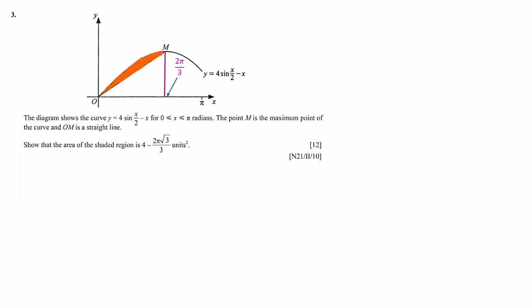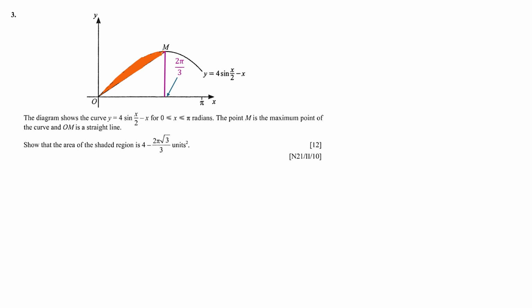Right, let's look at the first question, which is from the year 2021. The diagram shows the curve y equals 4 sine x over 2 minus x for x between 0 and pi radians inclusive. That's a point M, and this point M is a maximum point on the curve, and we are told that OM is a straight line. We are asked to show that the area of the shaded region, shown in orange color, is 4 minus 2 pi square root 3 over 3.